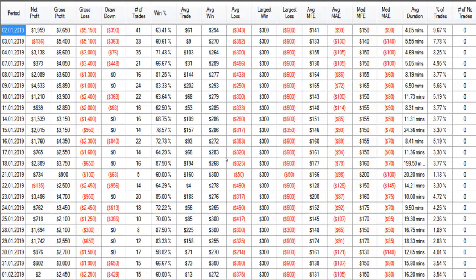You can see in the second column there's the net profit by day. This is for the whole month, from February 1st until January 2nd to February 1st. And you can see that out of those days, there are 2 small losing days. Very consistent.